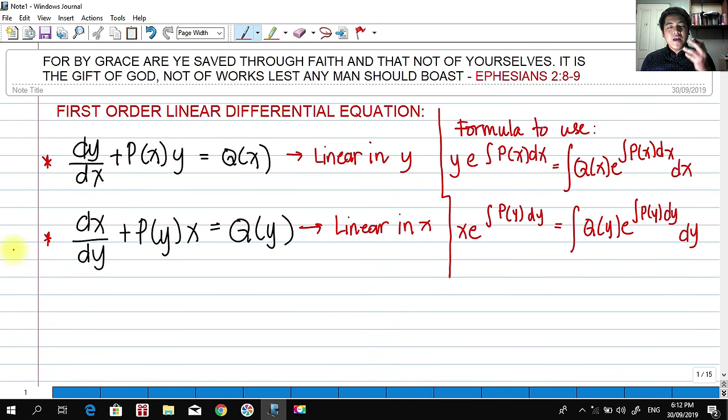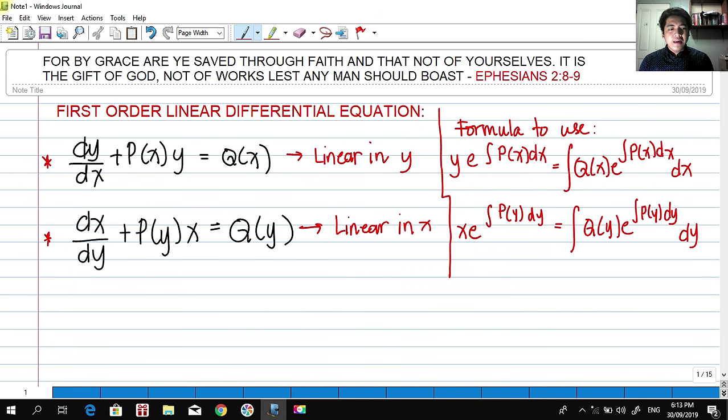Whereas if it is a linear DE in x, we can rewrite the DE in this form, wherein we have dx over dy plus some function of y, p of y, multiplied by x, and that is equivalent to another function q of y in terms of y. If we can rewrite the DE in this form, we say that the DE is linear in x, as x is the dependent variable here. So, x and y are not strictly delimited as dependent and independent variables in solving differential equations.